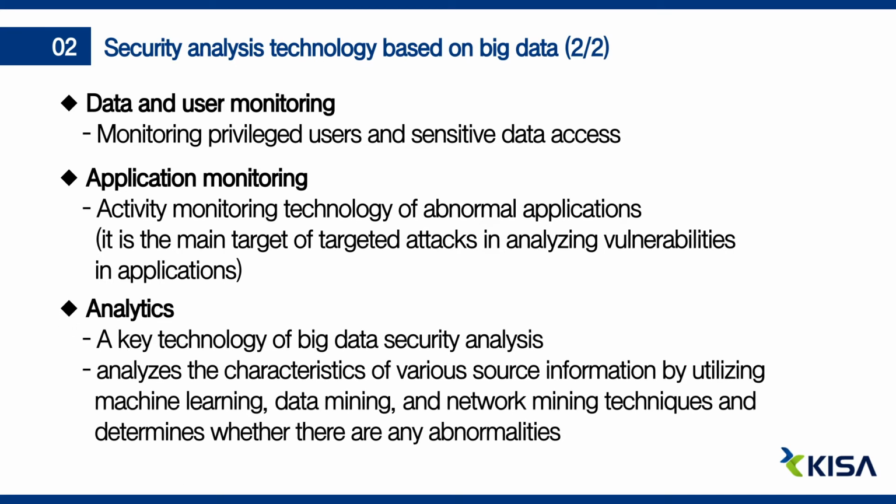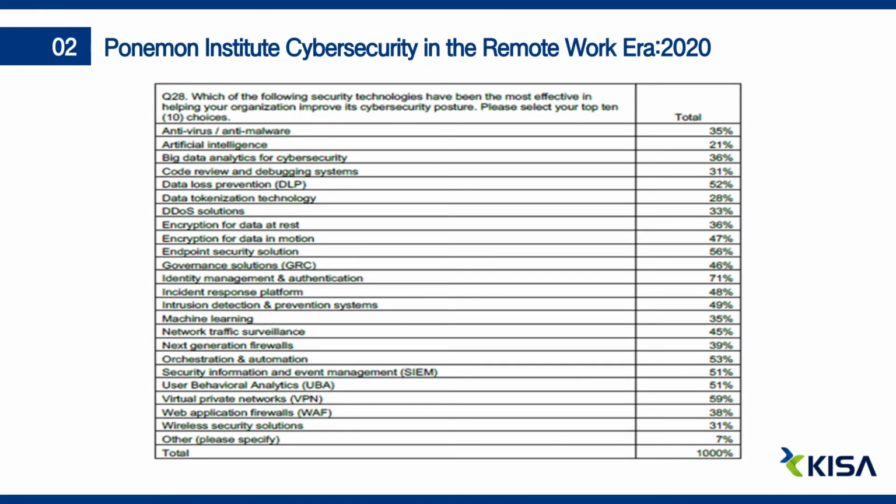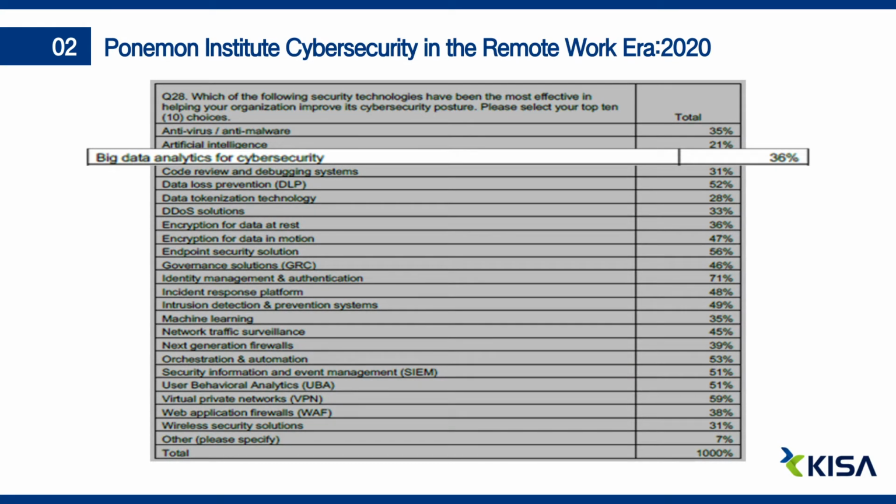It is a key technology of big data security analysis that analyzes the characteristics of various source information by utilizing machine learning, data mining, and network mining techniques, which are traditional methodologies of big data analysis, and determines whether there are any abnormalities. This figure shows statistics related to big data cybersecurity surveyed by the Ponemon Institute in 2020. We can note that big data is one of the meaningful sources in cybersecurity.